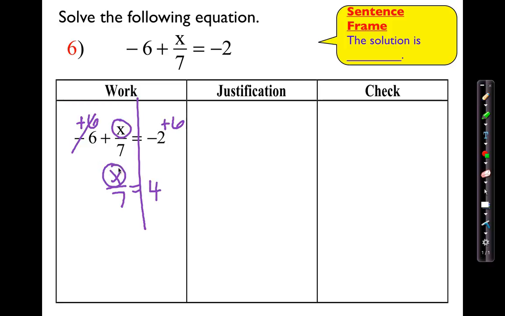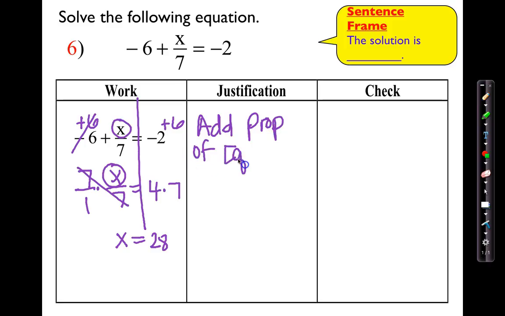We're not quite done yet. We're still trying to isolate x. This means x divided by 7. So the inverse of dividing by 7 would be to multiply by 7. Again, you're going to see me put 7 over 1 on this side, but on this side, I'll just put 7. Why? So here you can see that the 7's cross cancel, leaving me with x over 1, which is just x. 4 times 7 is 28. Now to justify each of my steps, I added 6 to both sides. So that's using the addition property of equality. And then here, since I multiplied both sides by 7, I was utilizing the multiplication property of equality.